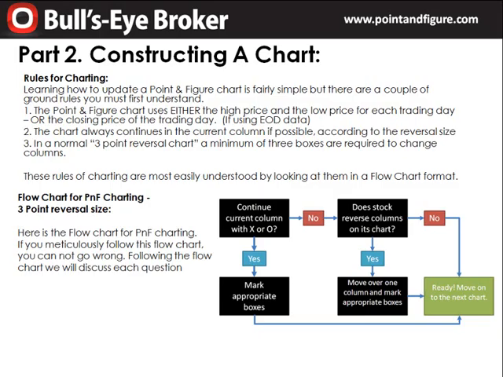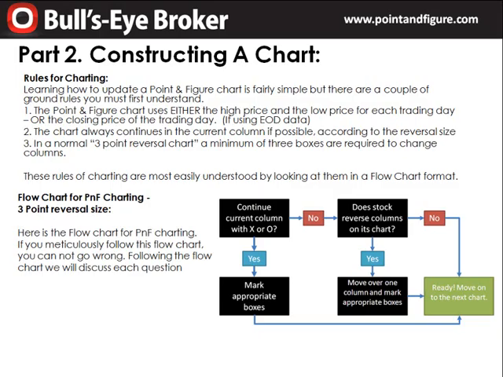Let's take a look at this flow chart here. This can simplify or help you understand what needs to be done for updating a point and figure chart. So the first thing you have to do is, 1. Continue the current column with an X or O. If the answer is yes, you mark the appropriate boxes.